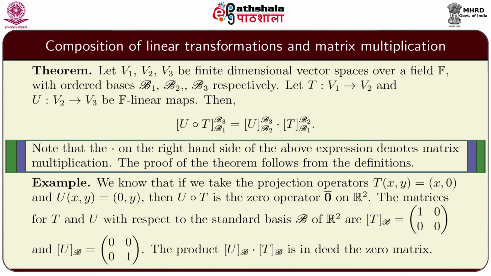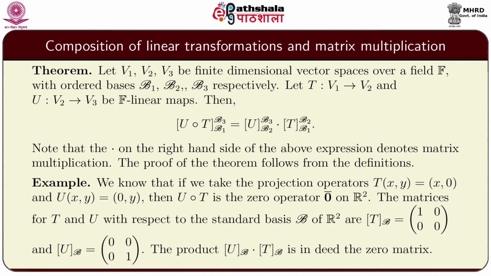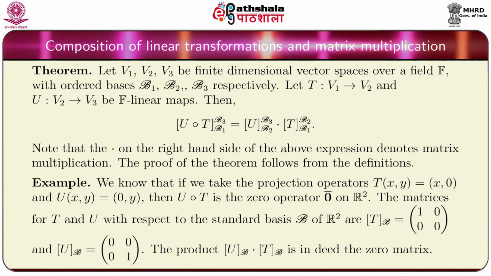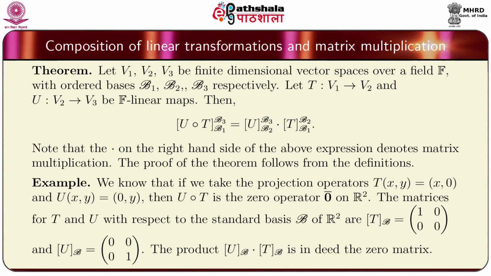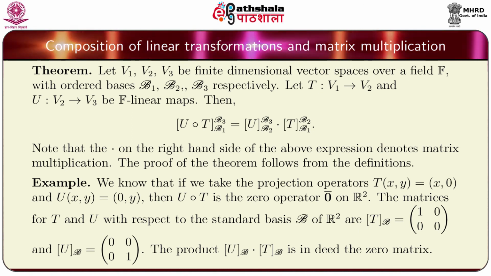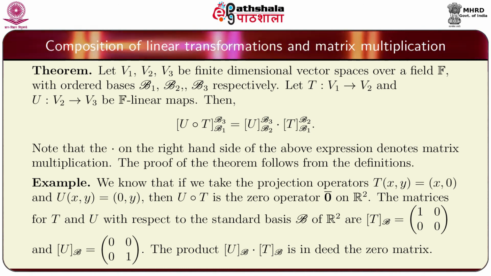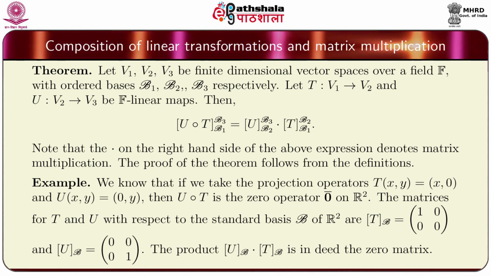Therefore, here it is very important that the order cannot be changed. U appears on the left and therefore the matrix for U also appears on the left hand side of the multiplication. And the proof of this theorem is straightforward, follows from the definition of the matrix representations.